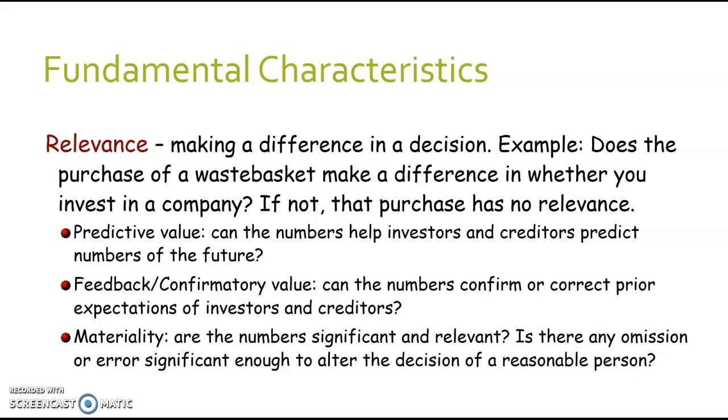So what kinds of things can make a difference to an investor or creditor? Well, we have the predictive value, the confirmatory value, and materiality. Materiality, are the numbers significant and relevant? Is there an omission or error significant enough to alter the decision? So that one was one we gave an example of with the wastebasket.